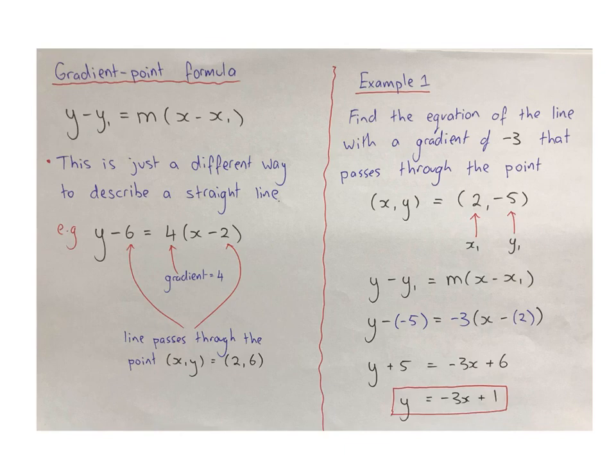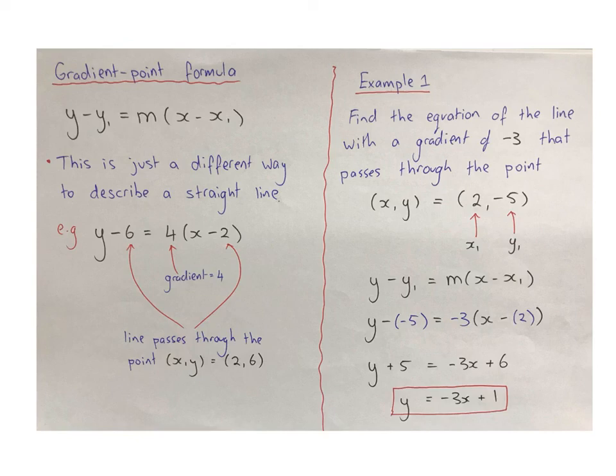Now we'll have a look at going the other way. So if we have the sketch of a straight line, how do we find its equation? To do this, we're going to be using the gradient-point formula, which is y - y1 = m(x - x1). In this formula, m is the gradient of our straight line, x and y are our variables, and (x1, y1) represents a point that the straight line passes through.